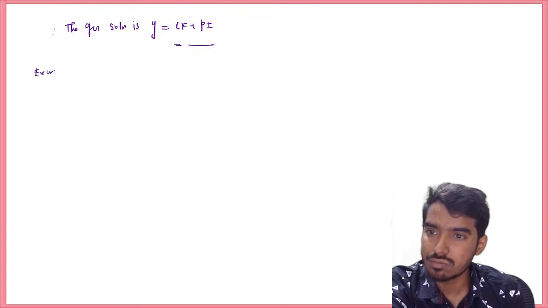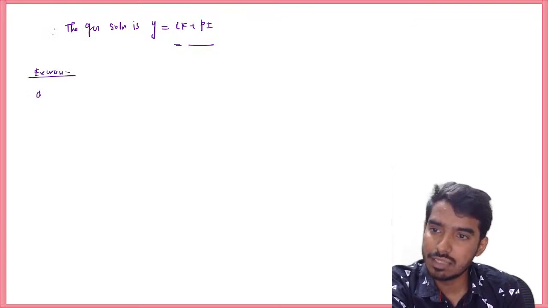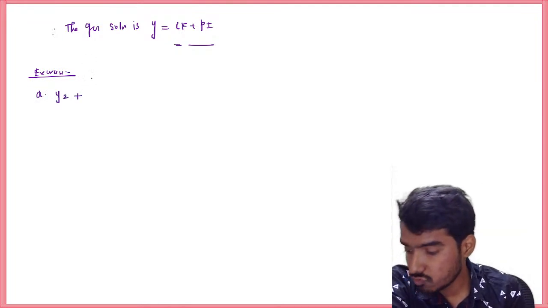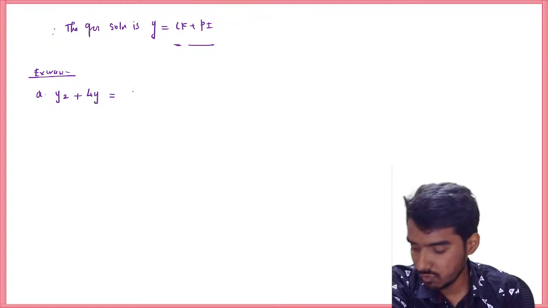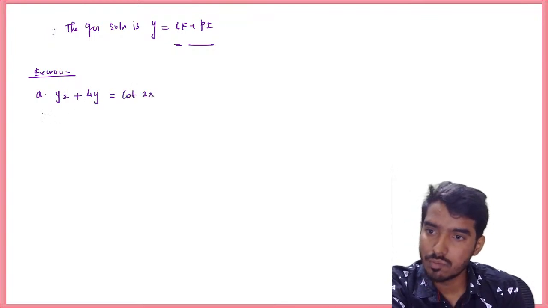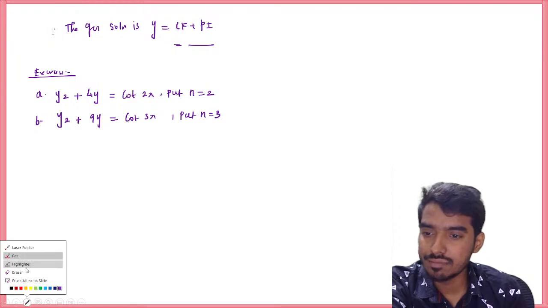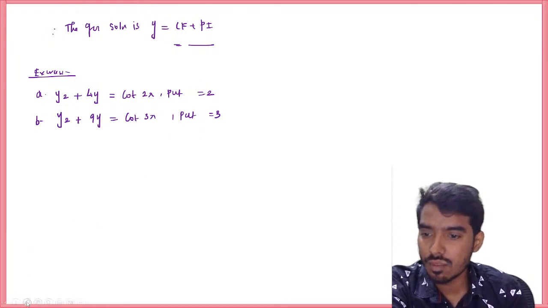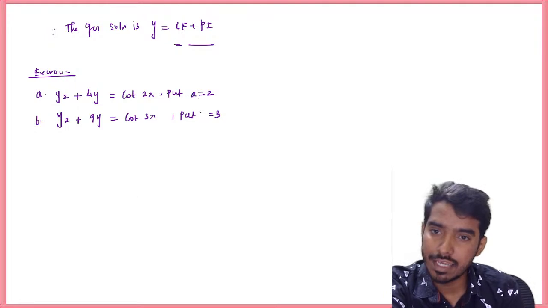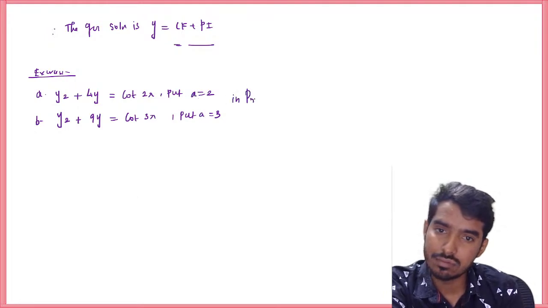Exercise. So based on this, I'm going to give you problems. So solve y2 plus 4y is equal to cot 2x. y2 plus 9y is equal to cot 3x, right? So here put a is equal to 2, a is equal to 3 in the previous problem.